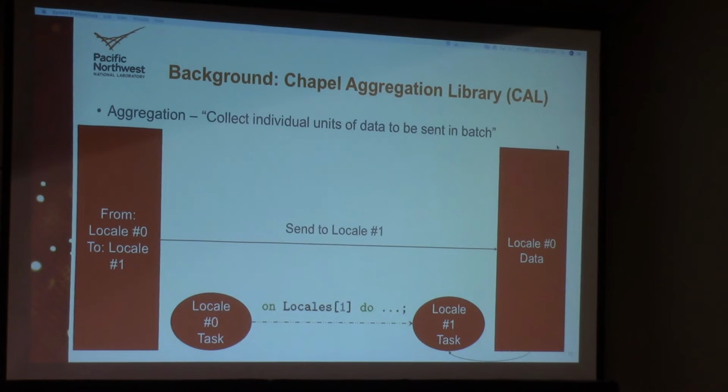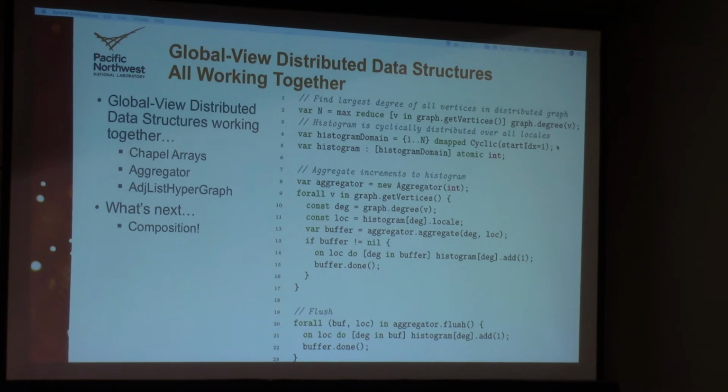And once those buffers are full, so once you have a full buffer of individual units of data, they can be sent to the locale by just migrating to it via an on statement and just accessing it via lexical scope. And here, I want to show how the global view data structures all work together.